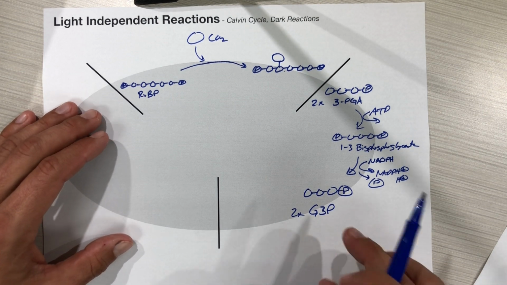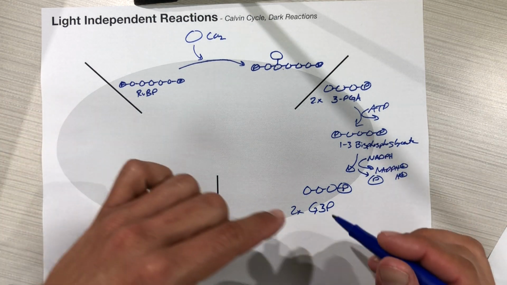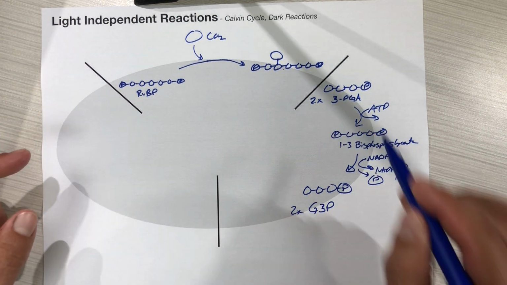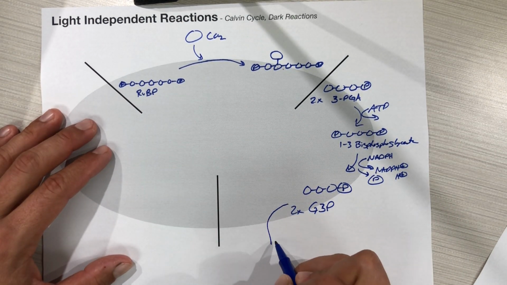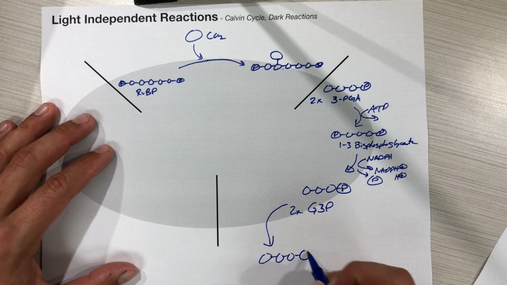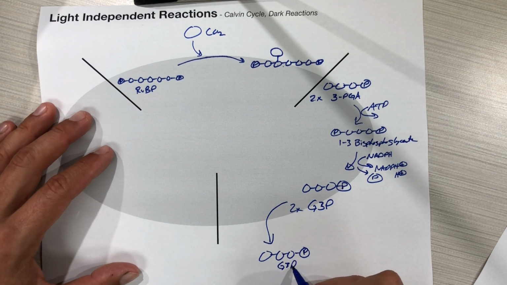The problem is that if we took both of those sugars away to go do something else, we would have nothing left to get us back to the beginning again. And remember that this is a cycle, and so we don't want to use up all of our stuff. So what's going to happen is one of these is going to leave. We're going to take one molecule of G3P away, and we could do all sorts of things with it.